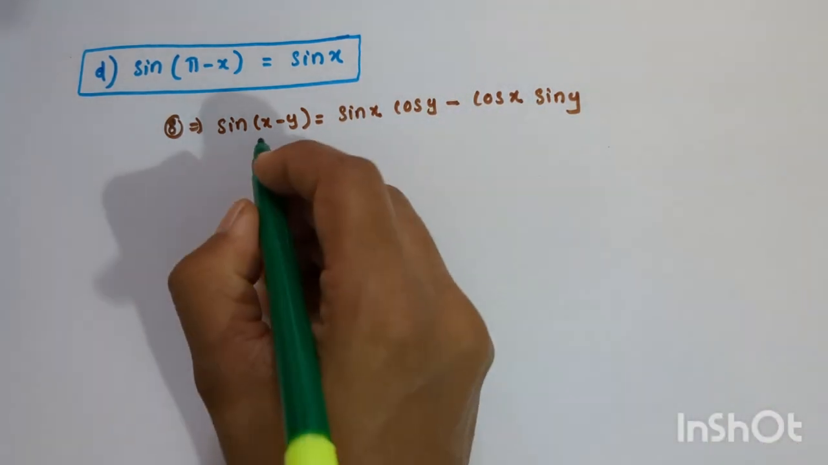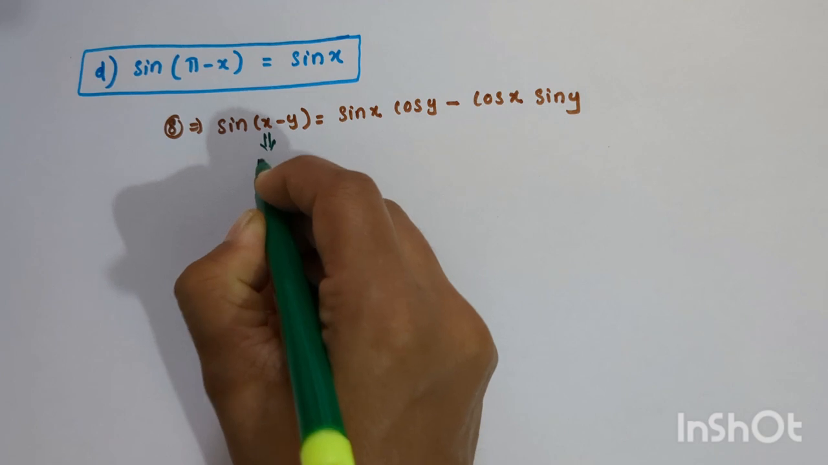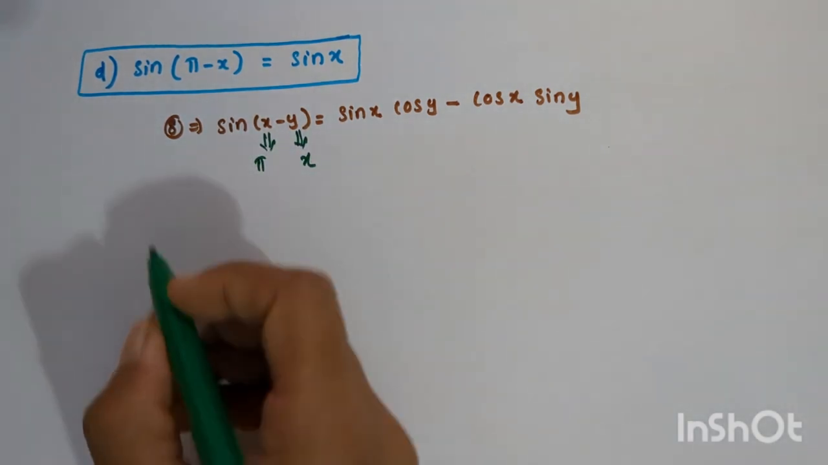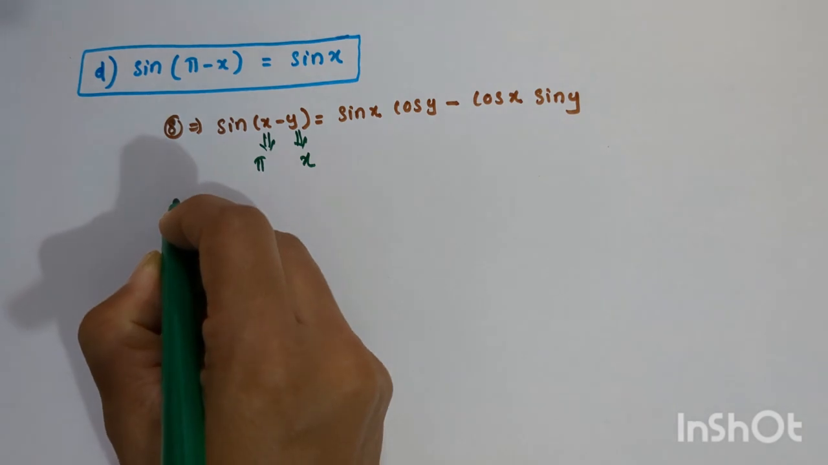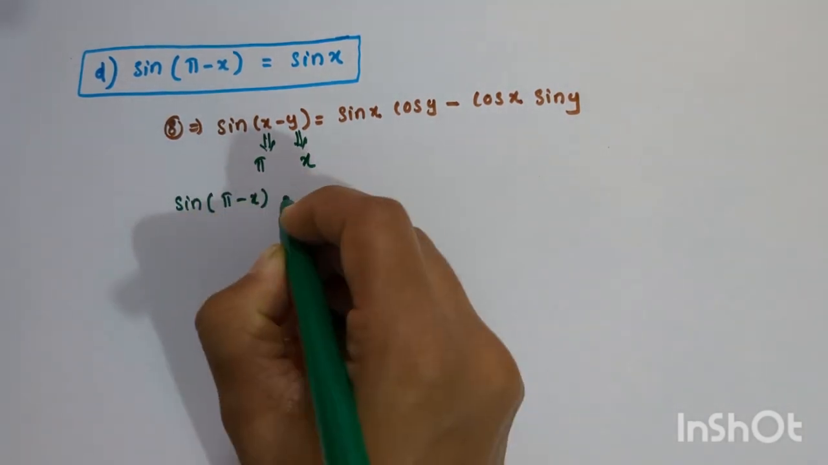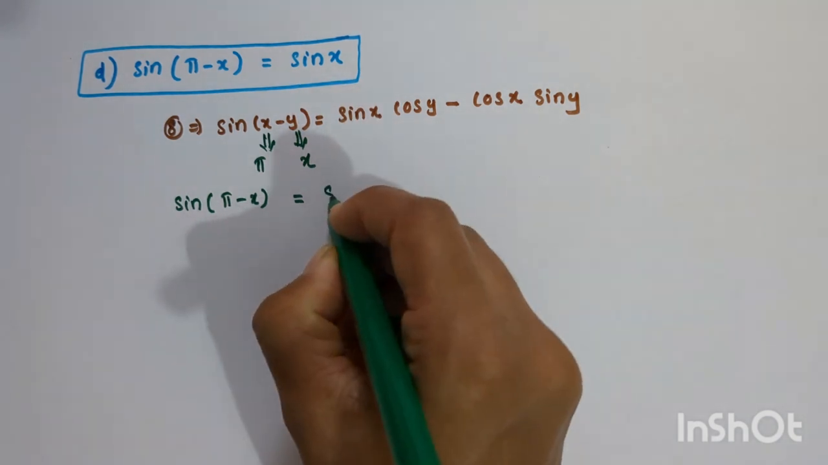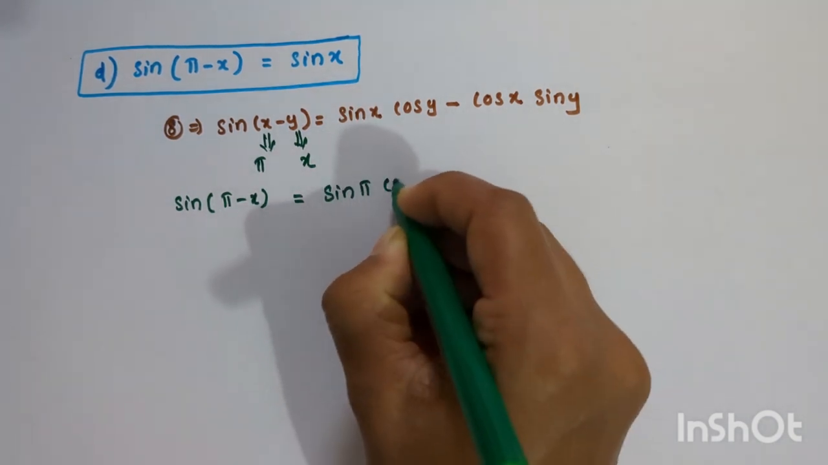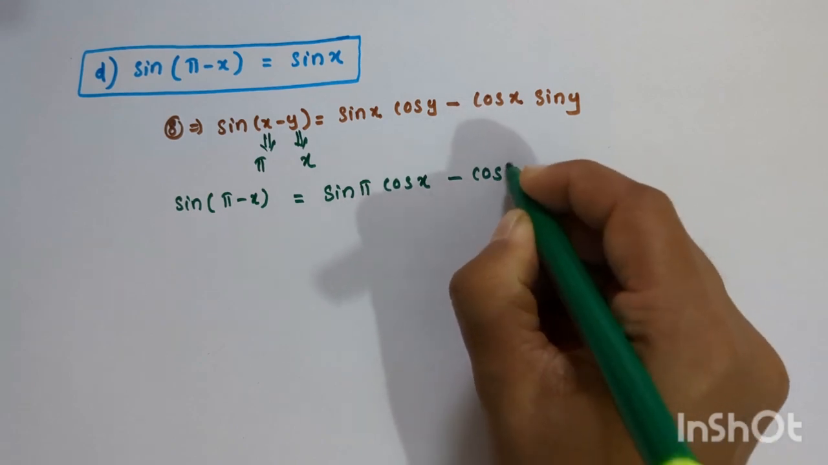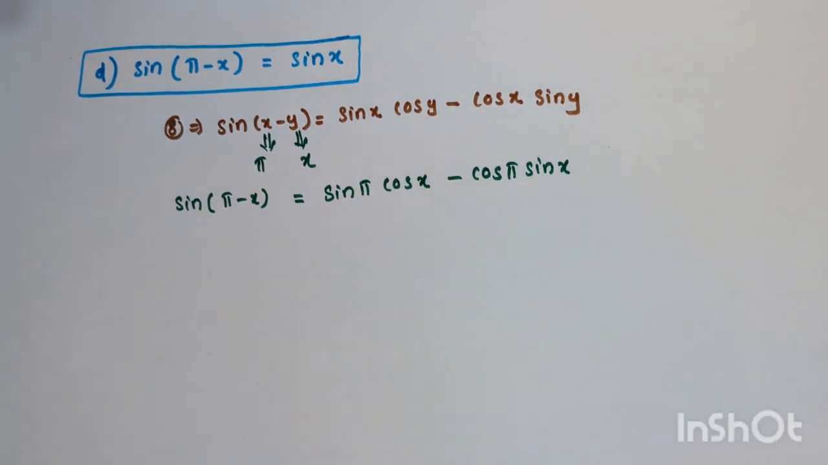And what I am doing is I am going to replace this x by pi and y by x in this eighth trigonometric identity. So this eighth trigonometric identity will become sin of x minus y, that is pi minus x, is equal to sin x, x is pi, cos y, y is x, minus cos x, x is pi, sin y, y is x.